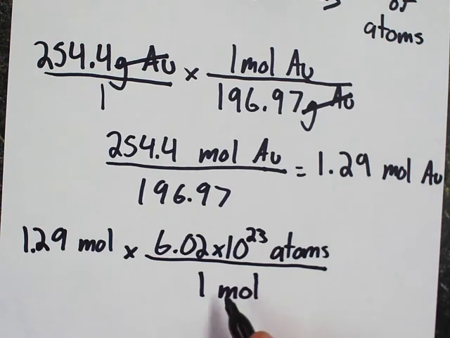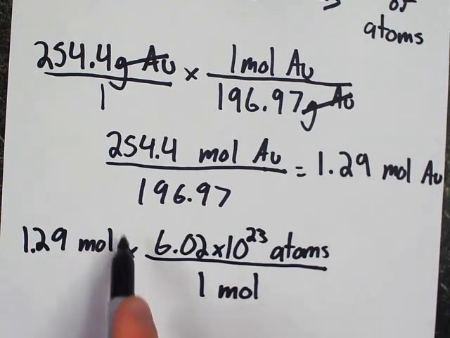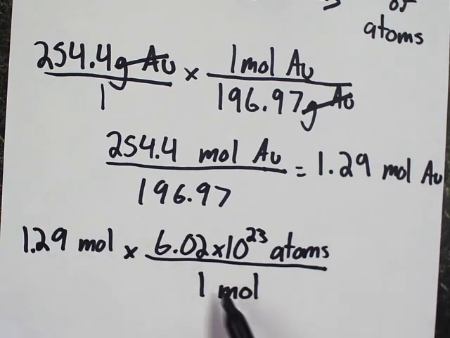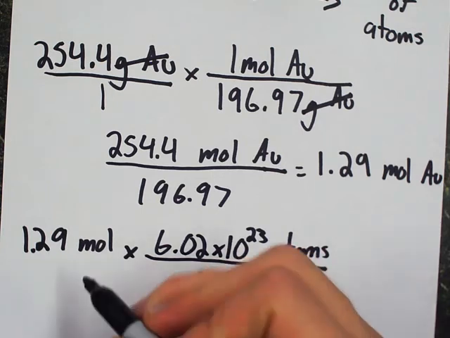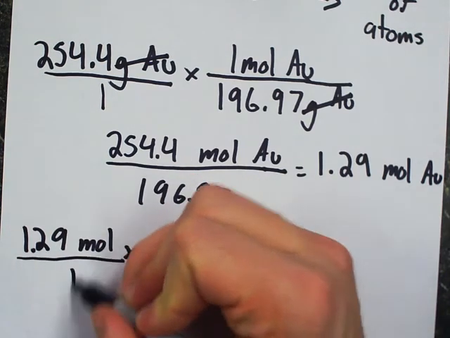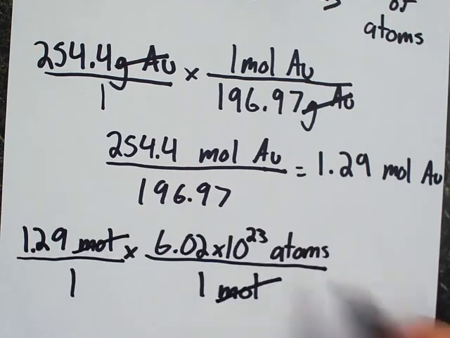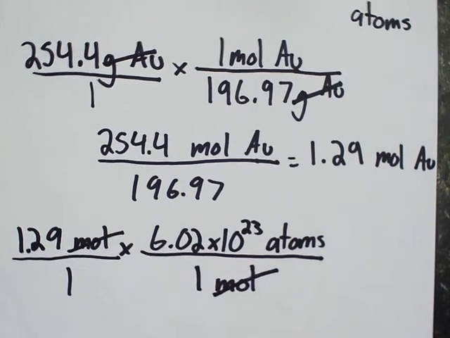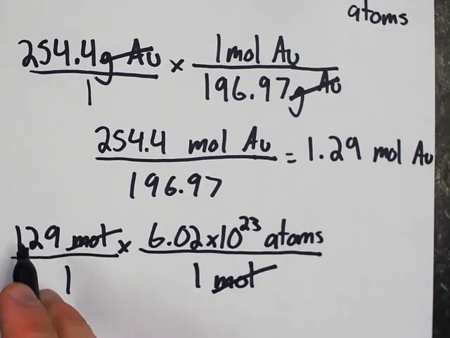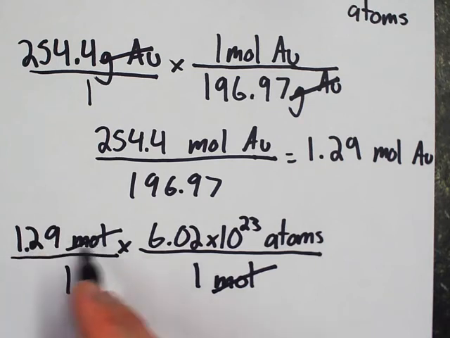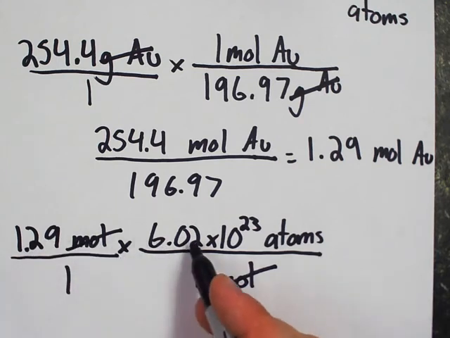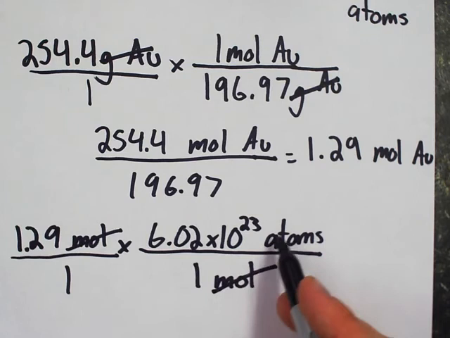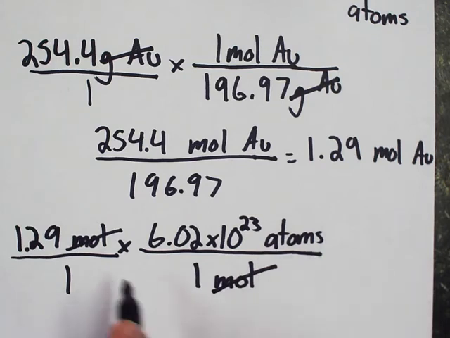This is a conversion factor that chart gives me, but we also know moles has to be on the bottom because that's the unit that I have. The unit that I have has to be on bottom of my conversion factor so that when I multiply them out, I've got moles on top and moles on bottom. They can cancel out. And if I multiply across, I get 1.29 without any units times 6.02 times 10 to the 23 atoms. On bottom, I have 1 times 1 without any units.